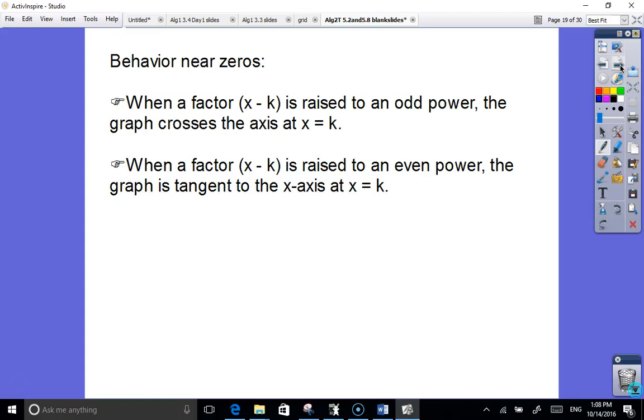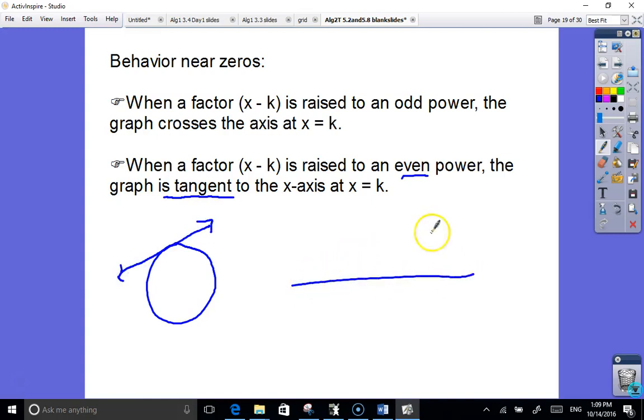But if it's raised to an even power, like what we just saw in that last one, they say the graph is tangent to the x-axis. Now, you used tangents in geometry with circles, right? What did it mean to be tangent? It just touches at one spot and then it keeps going. Well, that's what they're saying about the x-axis when the factor is raised to an even power. It just touches and it goes back on the same side. Again, just like we saw with perfect square trinomials.